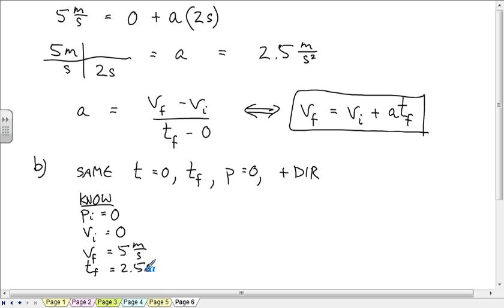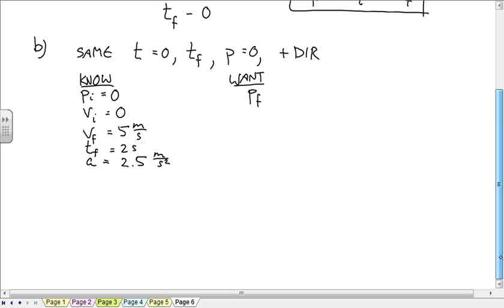We know the acceleration now. We solved for the acceleration. Sorry, yeah, 2 seconds. So the acceleration is 2.5 meters per second squared. And now we're trying to find p final. Is there an equation that works with those? Yeah, I think the second one should work.